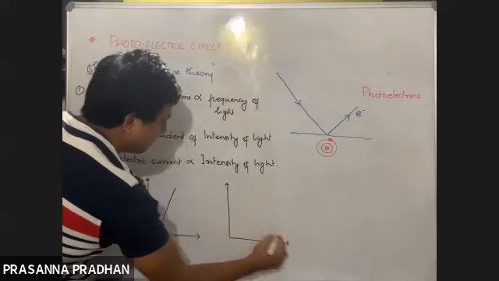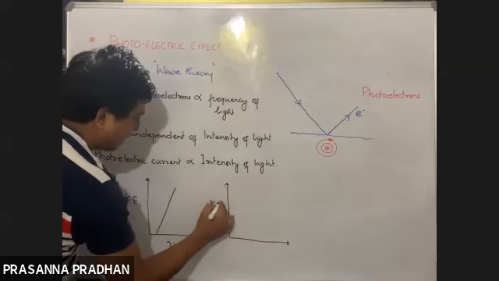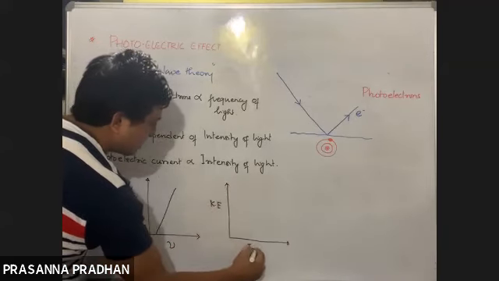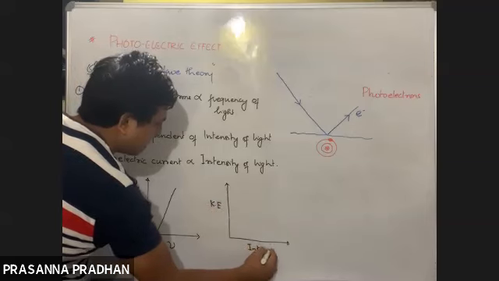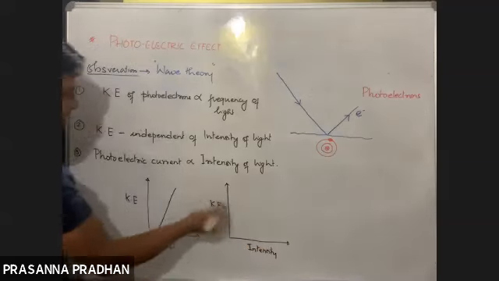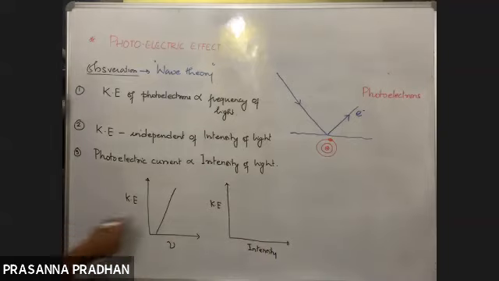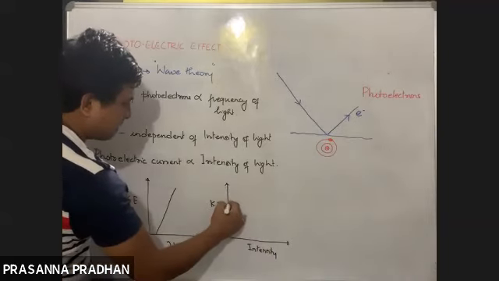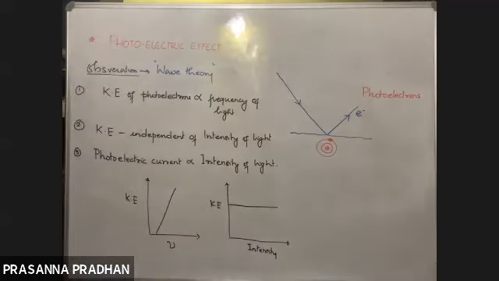If I plot kinetic energy versus intensity, kinetic energy is independent of the intensity. Whatever may be the intensity, kinetic energy is not affected. So it will be a straight line parallel to the intensity axis.